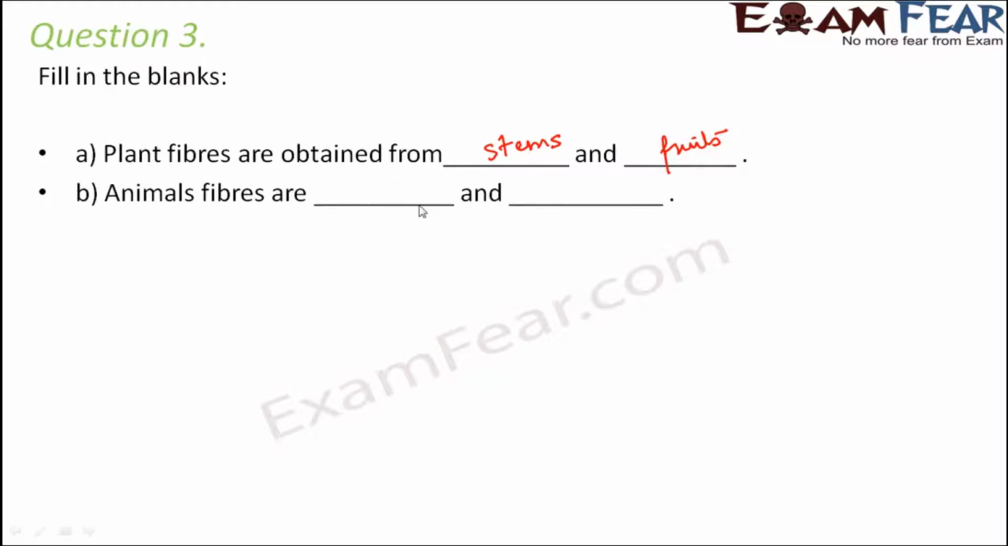Animal fibers are dash and dash. So some examples of animal fibers. One would be wool, the other would be silk.